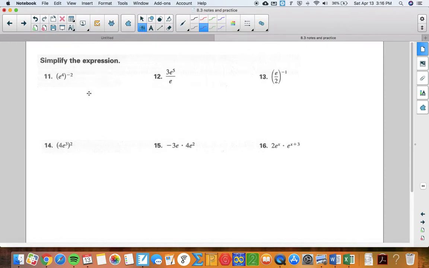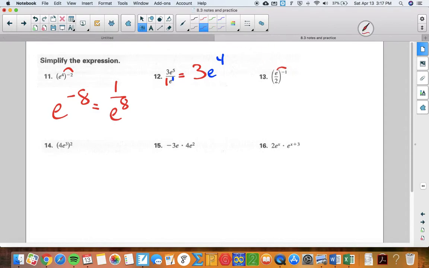Evaluate the expression. So when we have a power to a power, we multiply the powers together. So that's e to the negative 8 or 1 over e to the 8th, because that negative exponent makes it a traitor. Move it to the opposite side of the fraction bar. Here, we divide the numbers. 3 divided by 1 is 3. And then we subtract the powers. And e to the 5 minus 1 is e to the 4.